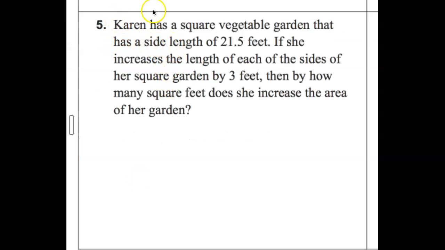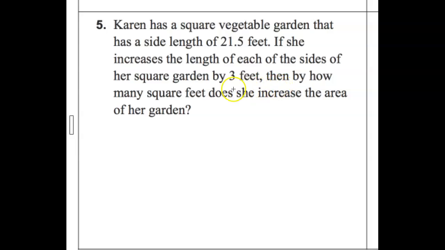Okay, so let's try one of these practice problems together. Karen has a square vegetable garden that has a side length of 21 and 5/10 feet. She increases the length of each of the sides of her square garden by 3 feet. Then, by how many square feet does she increase the area of her garden? All right, so a couple things are going on here. So this is going to be more than a one-step problem, but we are not going to give up or start weeping softly. We're going to figure this out.